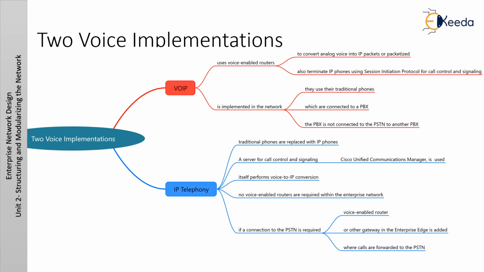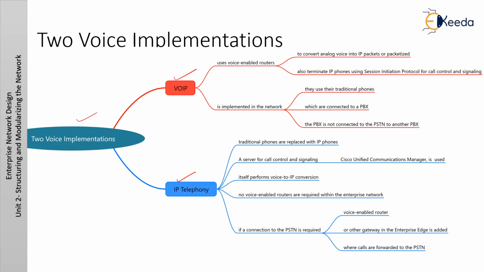So these are the two implementation: VoIP, voice over internet protocol, and IP telephony. Voice over internet protocol uses voice enabled routers to convert analog voice into IP packets or packetize digital voice channels and route those packets between corresponding locations. Users do not often notice that VoIP is implemented in the network.